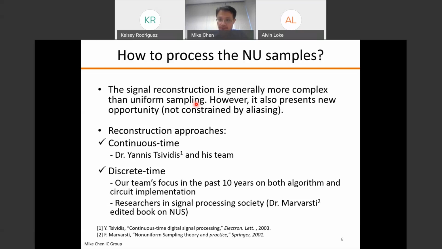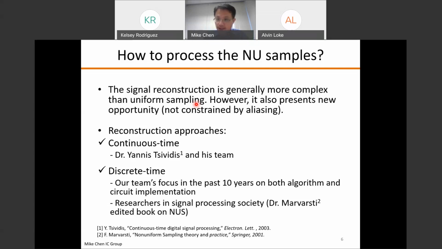We really focus on both the algorithm side and the circuit implementation side, because we're still a circuit design group. So we feel more excited whenever we see something working in the lab. That's really what we have been focusing on, and that's also something that I'd like to share with you guys today.